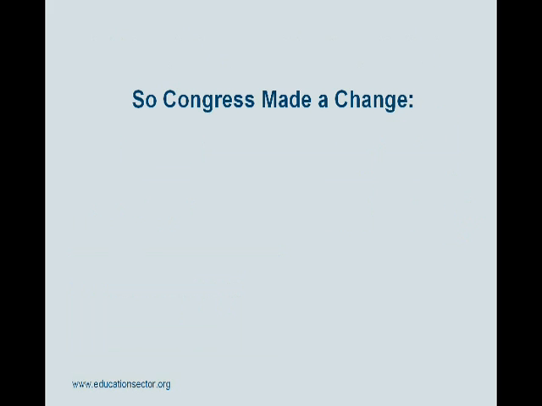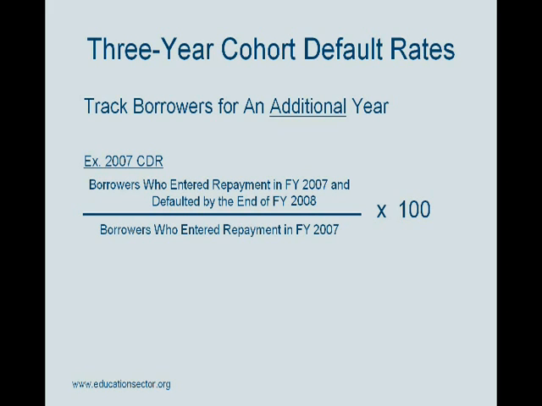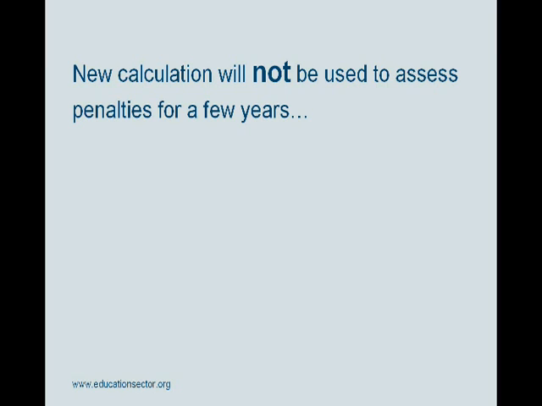Since not many defaulters were revealed by the 2-year measure, and even fewer schools faced punishment under it, in 2008, Congress decided to extend the measurement time frame from 2 years to 3 years. Policymakers added this extra year of reporting because they believed it would yield a more accurate picture of student repayment experiences. To see how the 3-year rate would work in practice, let's consider the 2007 cohort. Under the new calculation, borrowers would be tracked through fiscal year 2009 instead of 2008. While this new calculation will not be used to penalize high default schools for a few more years, the revised metric can be useful for parents, students, and policymakers.